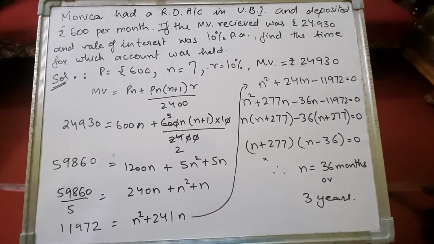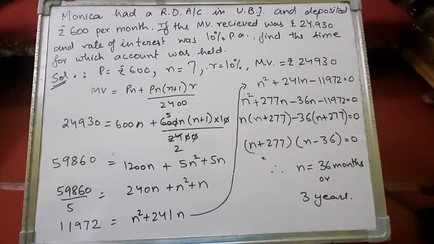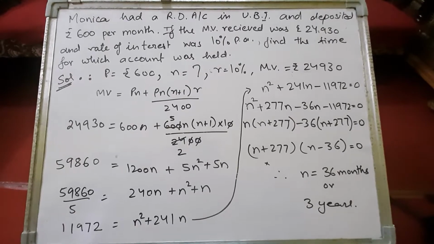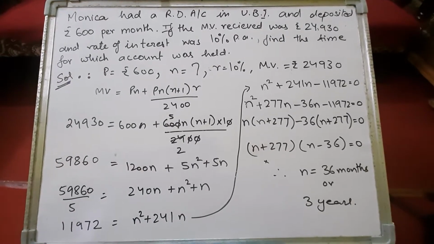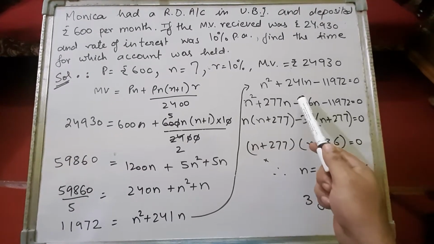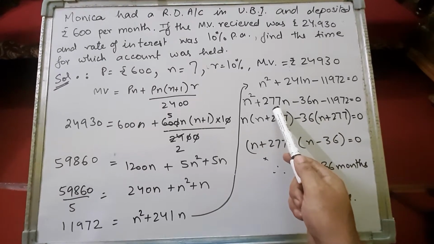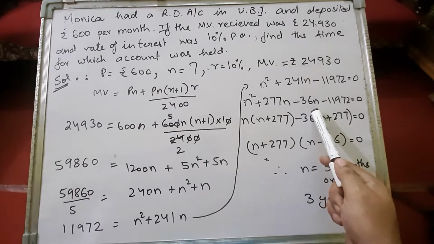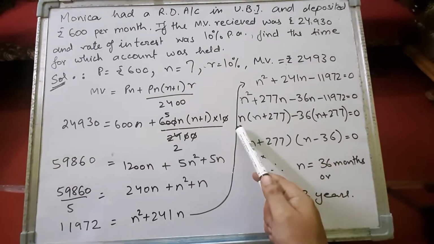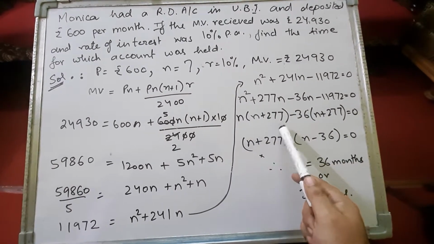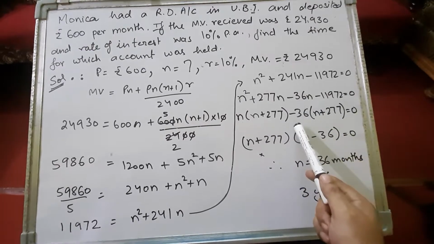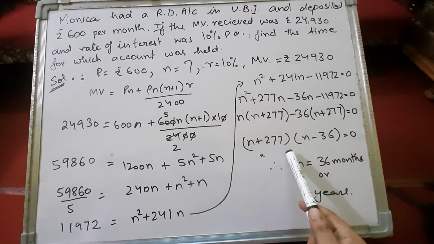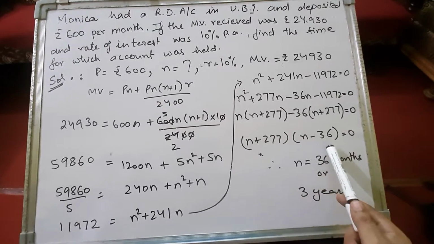Now we know how to factorize a trinomial by splitting the middle term. So when we find the factors and split this middle term, what we'll get? 277n minus 36n. Right. So when we take n common from here, we'll get n plus 277, minus 36 common from here, minus 36 into n plus 277. n plus 277 is common from both the terms, we'll get n minus 36.